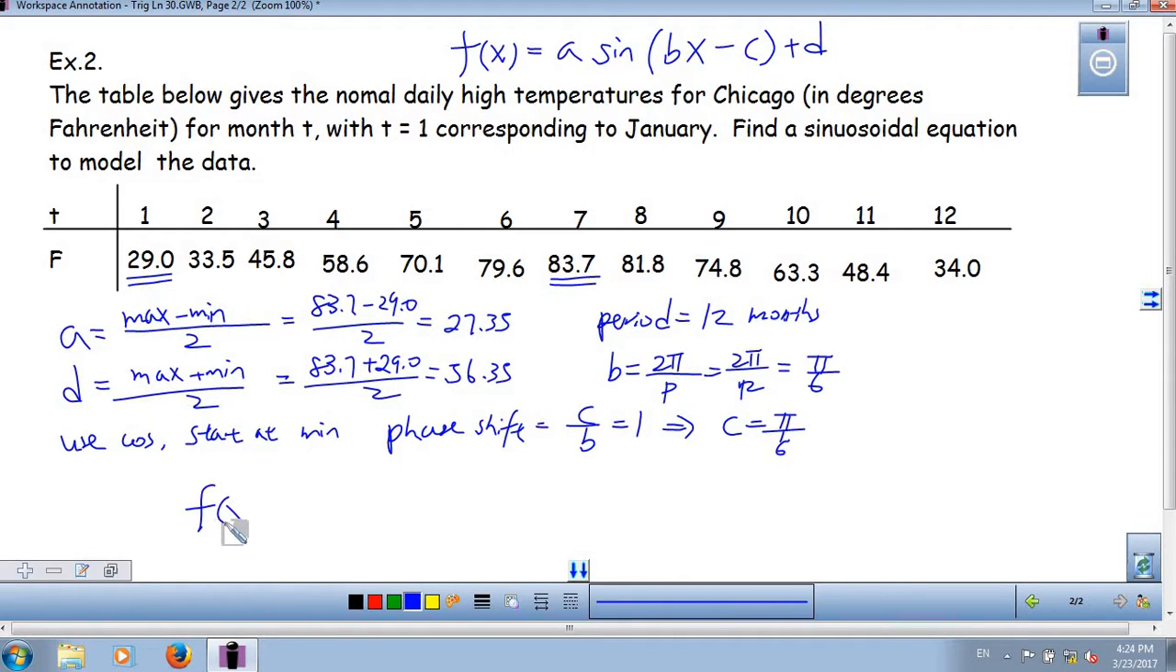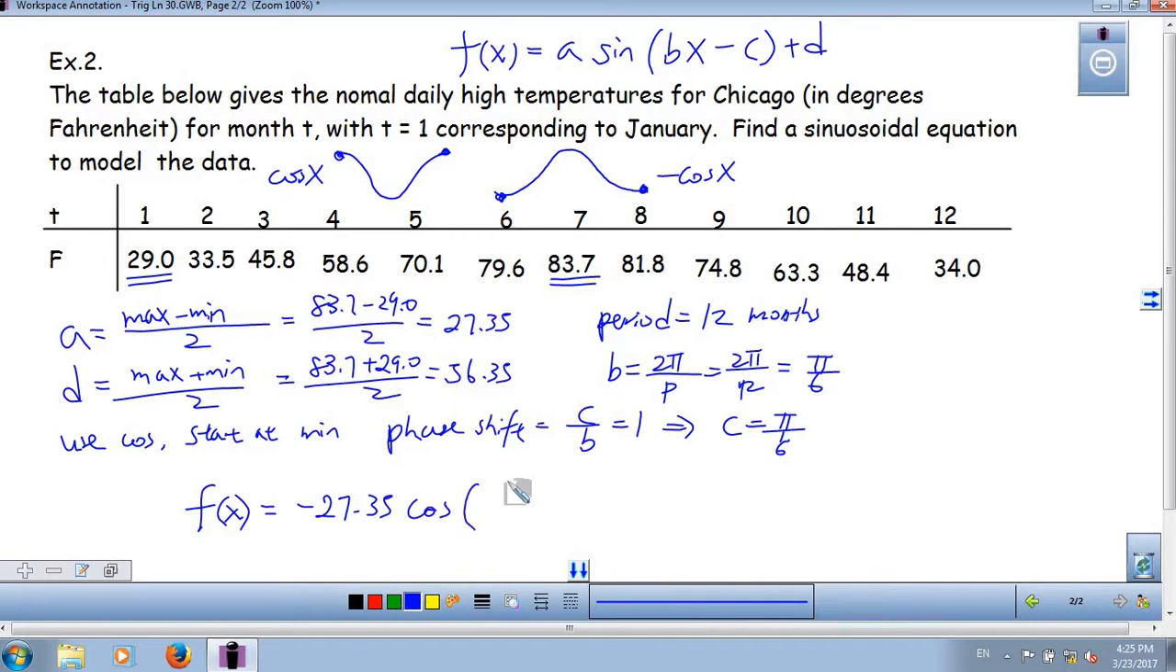So now our function is going to start with negative 27.35. Why do I have to start with negative 27.35? Because I started with a minimum value. Remember cosine: if I start at a minimum, that means it's the opposite of a regular cosine, because a regular cosine starts at the top, at the maximum, and ends at the maximum. If I start with the minimum, that would be a negative cosine. This would be a positive cosine. So it's important to remember the pattern of cosine and sine.